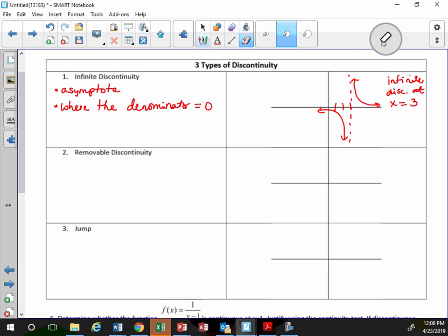All right, second one is removable. You probably call it a hole.